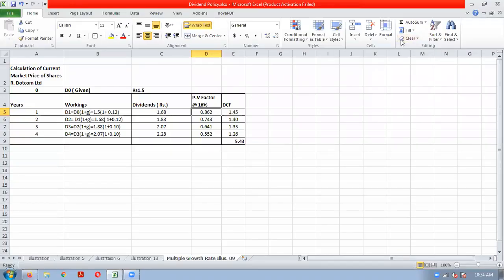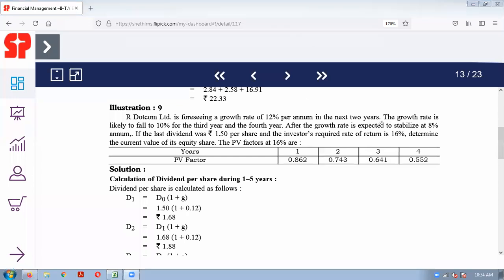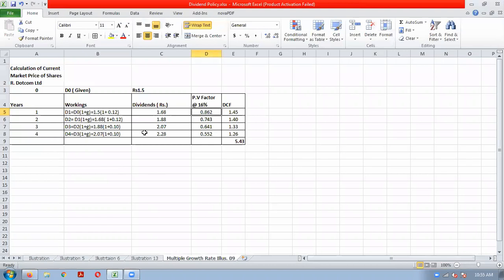See, now one statement is given here. After the growth rate is expected to stabilize at 8 percent per annum continuously, it means from the end of the fourth year, your dividend growth rate will be stabilizing at 8 percent. Now, how will we do this? Here we have the D4 we have calculated. Now, based on this, we will estimate the price of the share at the end of fourth year.